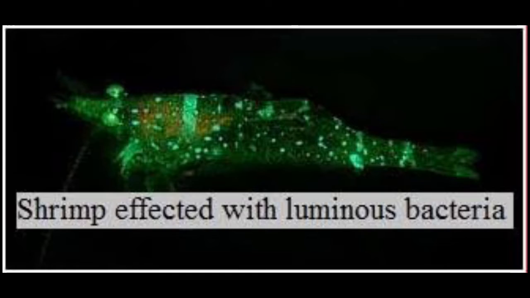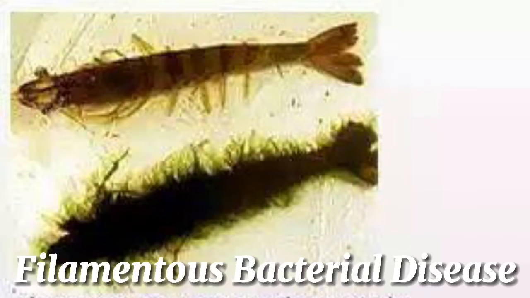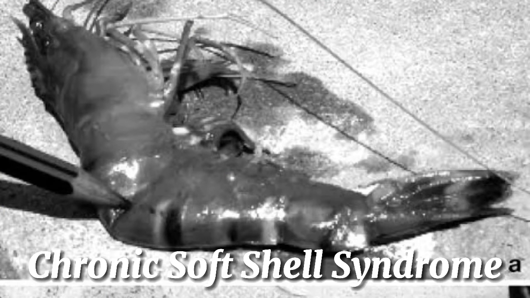Number 5. The filamentous bacterial disease. It is caused by Leucothrix mucor and can affect the shrimp from its larval stage to adulthood. If observed under microscope, the body and the gills of the shrimp will appear to have thread-like growth that are colorless. Number 6. The chronic soft shell syndrome.